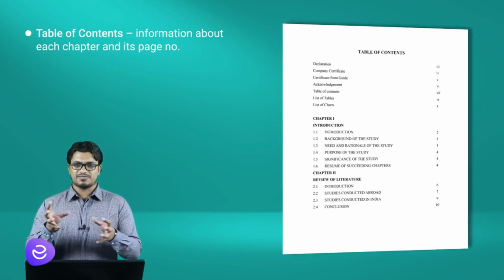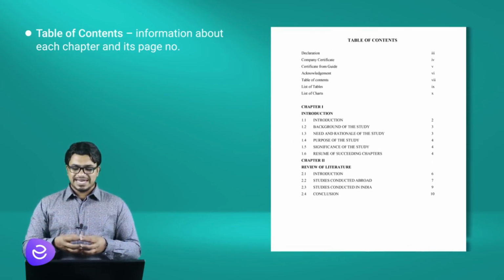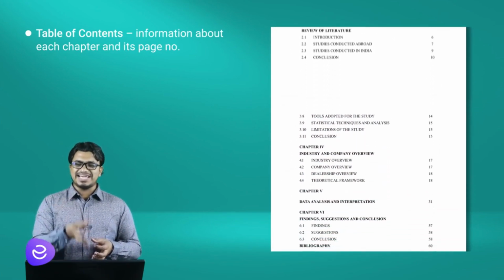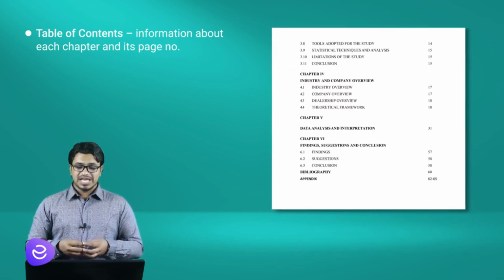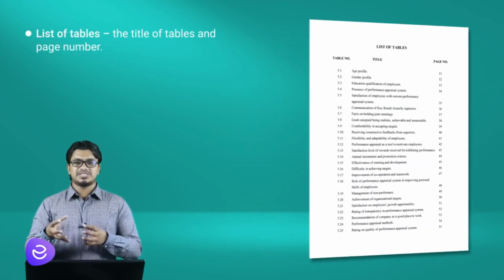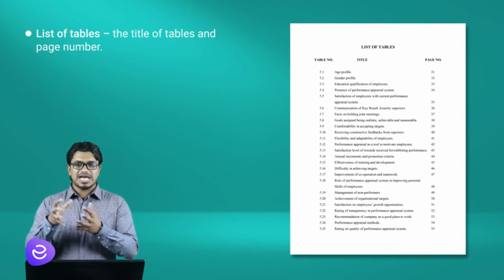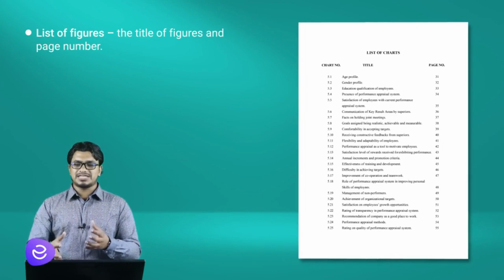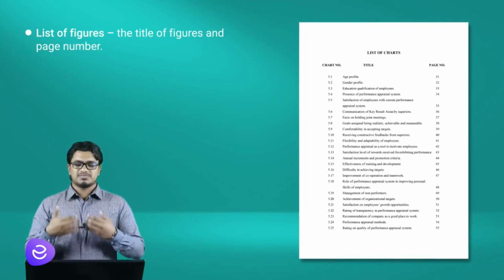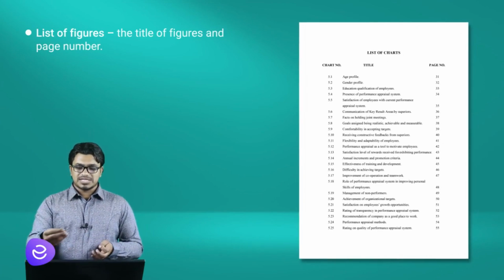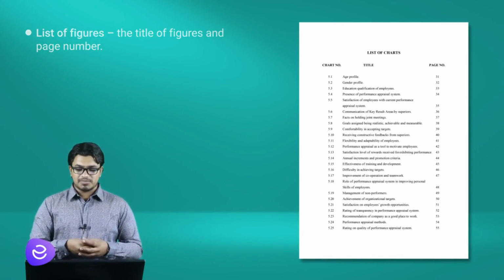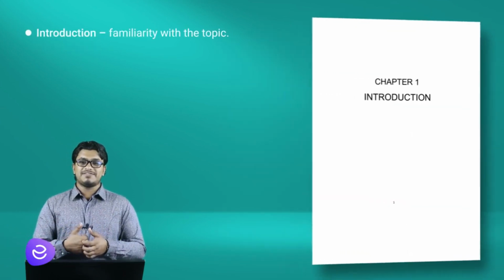Next comes the table of contents. This is actually the index, what we generally call as index. It contains the information about each chapter and the page number. Then we have the list of tables, which contains the title of the tables as well as the page number. Then the list of figures, which contains the title of the figures, maybe bar diagrams, maybe pie diagrams and all. So the title of the figures as well as the page number. Then the introduction. Then comes the different chapters.